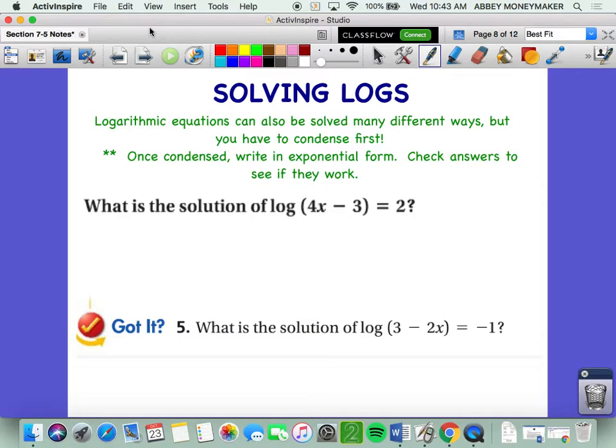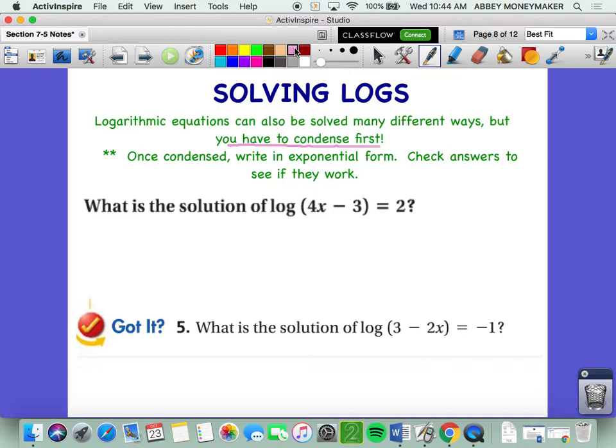Let's talk about transitioning into solving logs. You already know how to do this, kind of. Logarithmic equations can also be solved many different ways, but you first have to condense. We talked about condensing yesterday because I told you all when you're solving, you have to condense first, okay? It's kind of just like with the exponential that we saw. We wanted to get the exponential by itself, right? We also want to get the logarithm by itself, one single log, okay?